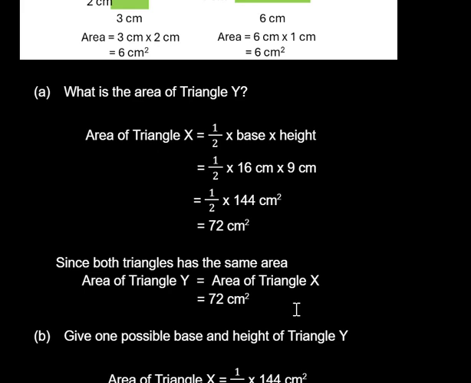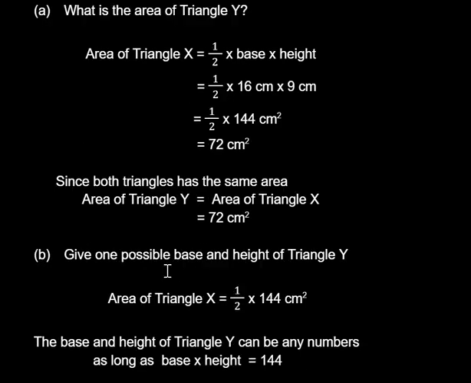Now the question asks you to give one possible base and height of triangle Y. That means they ask you, can you draw another triangle that looks different but has exactly the same area? So let's look. The area of triangle X, as we know from here, is half times 144. As long as I have another base and height for triangle Y such that base times height is equal to 144, the area will be exactly the same.